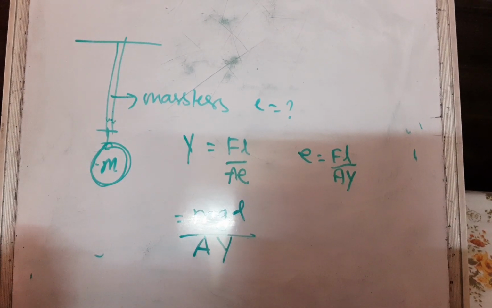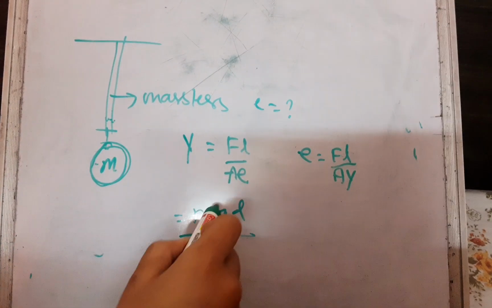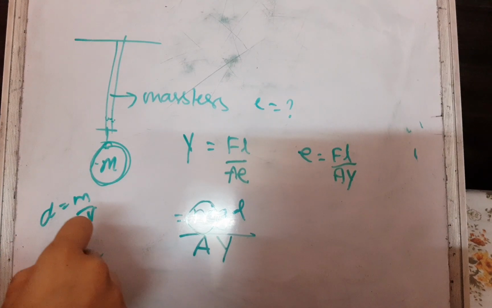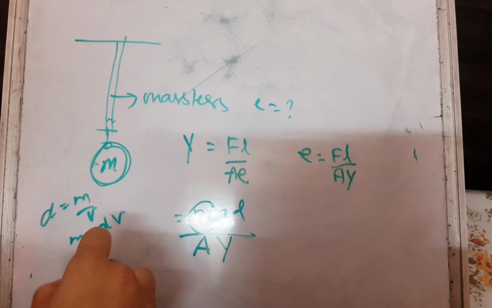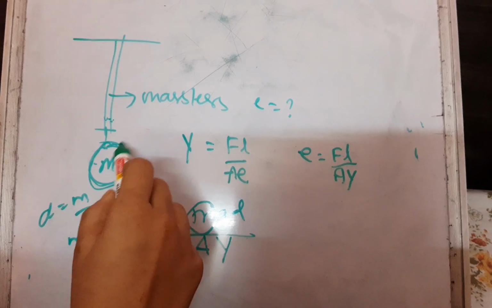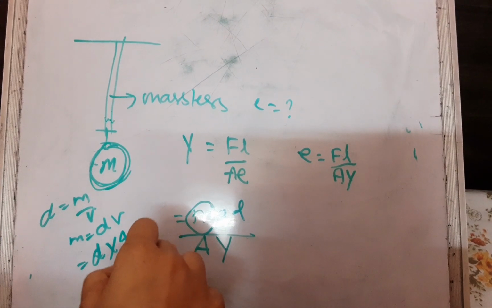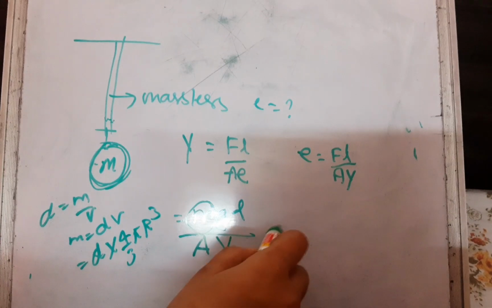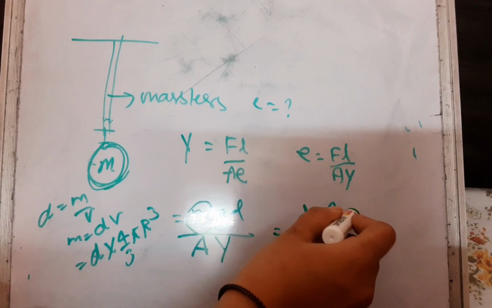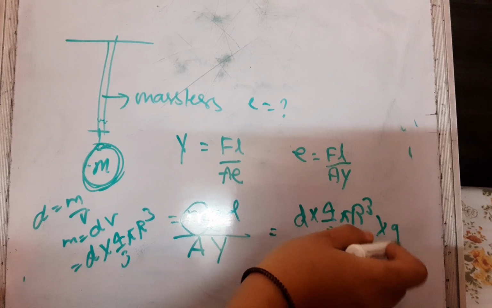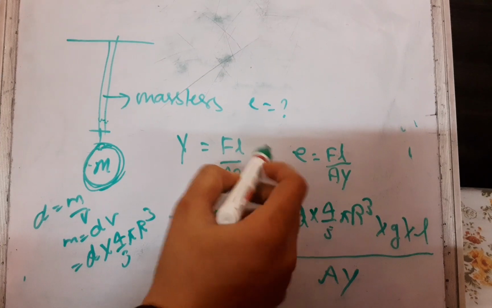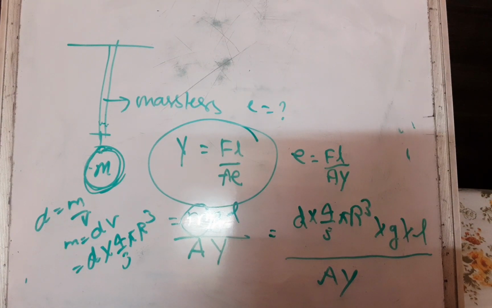Now if they are asking the question in terms of density, then you know how to relate density and mass. Density is equal to mass upon volume. So mass is equal to density into volume. Just substitute. Density of this bob here is, assume, D. And volume, as it is spherical, will be 4 by 3 pi r cube. So just substitute that in place of mass. So density into 4 by 3 pi r cube into gravity into L divided by AY. So this is all substituting only. The concept is this.